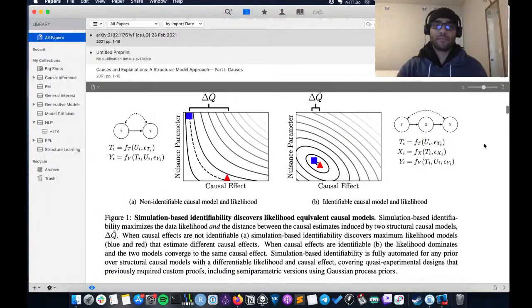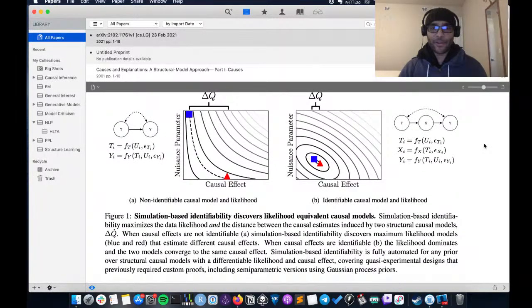Simulation. Okay, simulation-based identification discovers likelihood equivalent causal models. Simulation-based identifiability maximizes the data likelihood and the distance between causal effect estimates induced by two structural causal models. When the causal effects are not identifiable, simulation-based identifiability discovers maximum likelihood models, blue and red, that estimate different causal effects. Okay, so we're trying to push them apart in this optimization, and if we succeed, then causal effects are not identifiable. When they are identifiable, the likelihood dominates, and the two models converge to the same causal effect. That's interesting.